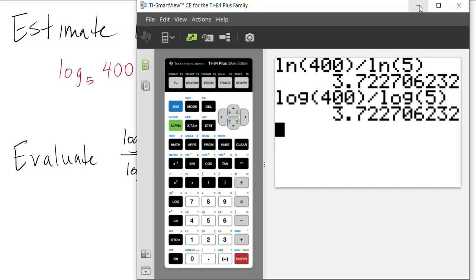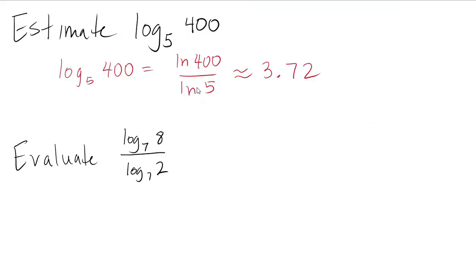Another thing I should point out, by the way, is that when we divide these logarithms, those ln's do not cancel. You can't cancel the name of a function. Notice that the answer isn't just 400 divided by 5, which would be 80.